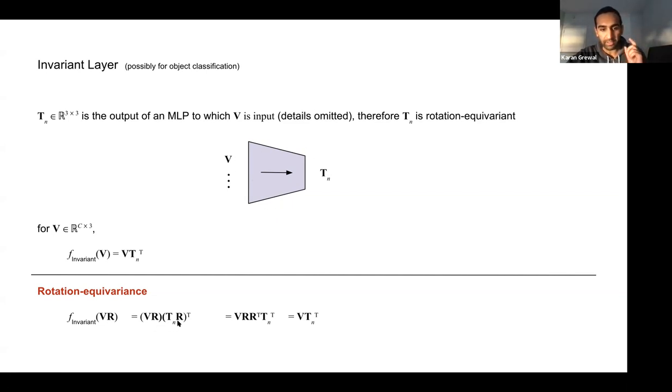Then you just get the rotation matrix multiplied by its transpose, and since the 3D rotation matrix is orthonormal, multiplying it by its transpose will just give you the identity. So you end up getting just the same output as you had before. So this is just showing that it's rotation invariant.